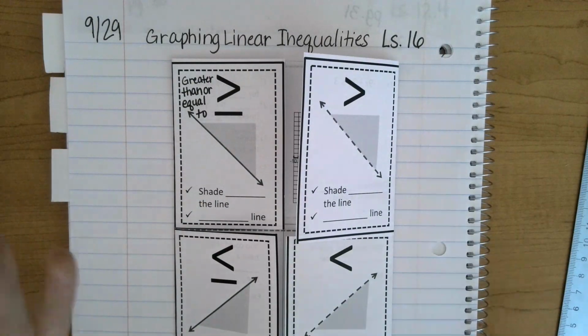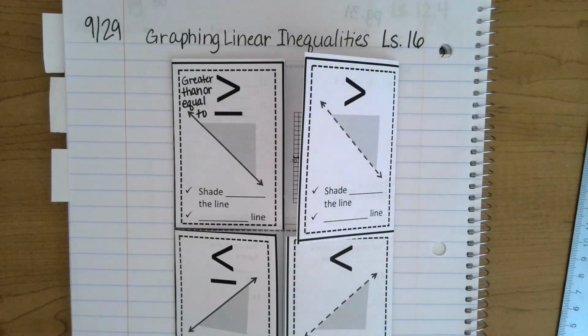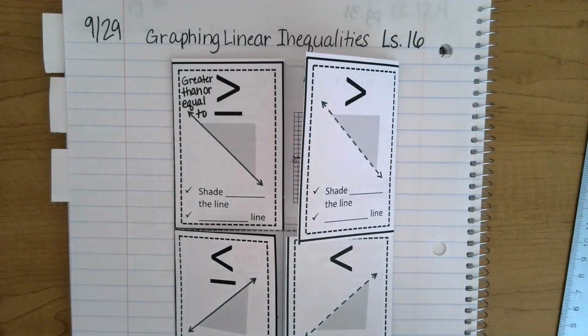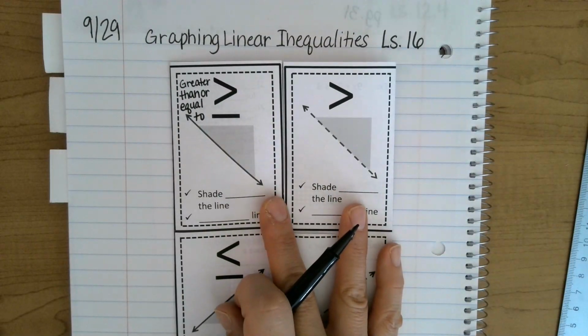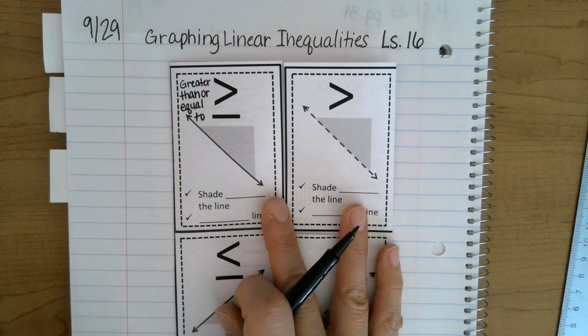So for inequalities, you need to know how to graph a line. That's why I did it as a bell ringer to kind of refresh your memory. So you need to know how to graph the line. The only difference is then we're going to shade one side of the line, because when we have an inequality, it's a set of solutions. There's more than just one solution. So we have to shade the whole solution region.